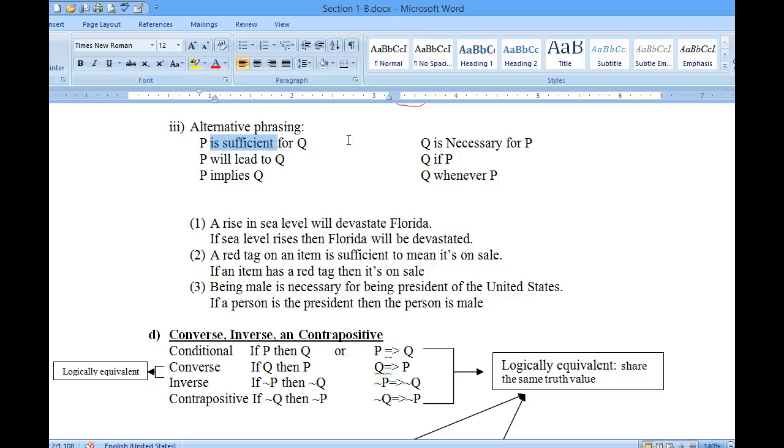And the third example, being male is necessary for being President of the United States. Necessary is here. That means that we have the conclusion first, and I need to flip-flop these. So I say if a person is the president of the United States, because we're flip-flopping, then the person is male. Now, of course, this is false because women can also be president.